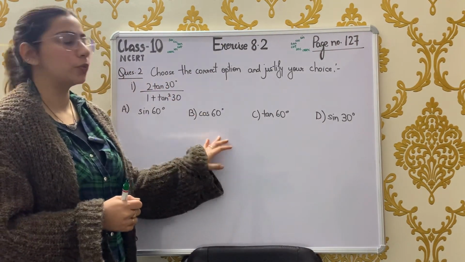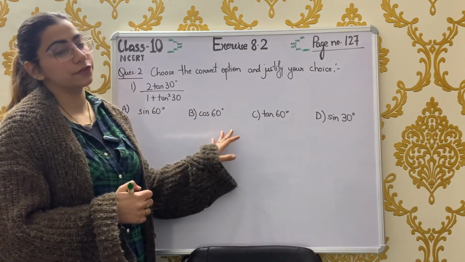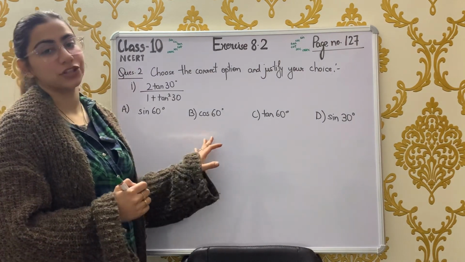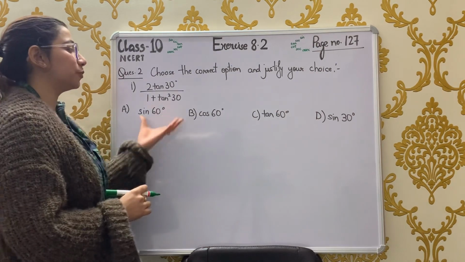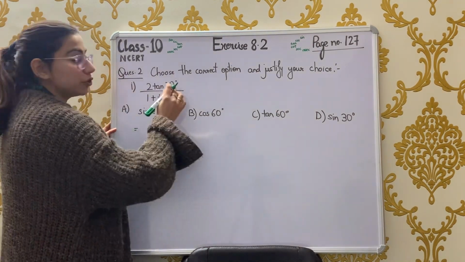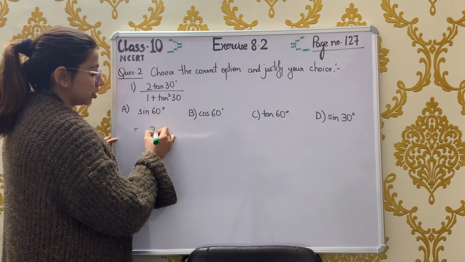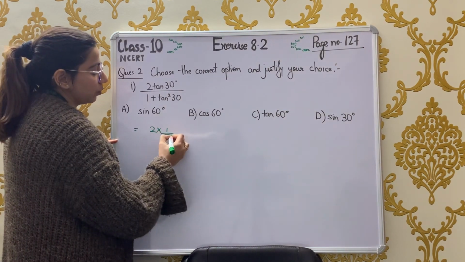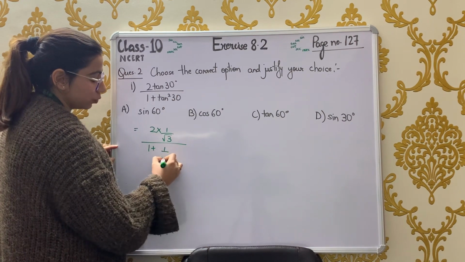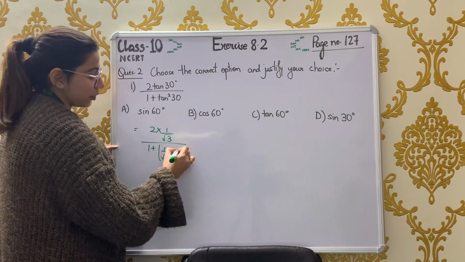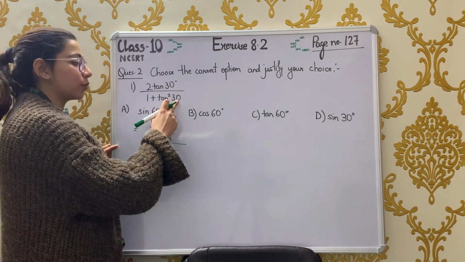In question number 2, we are given 4 choices out of which we have to select the appropriate one and justify our choice. So let's start with part 1. We just need to put the value of tan 30. So we know tan 30 is 1 by root 3. So 2 into 1 by root 3 upon 1 plus (1 by root 3) whole square, because in the denominator we have tan square 30.